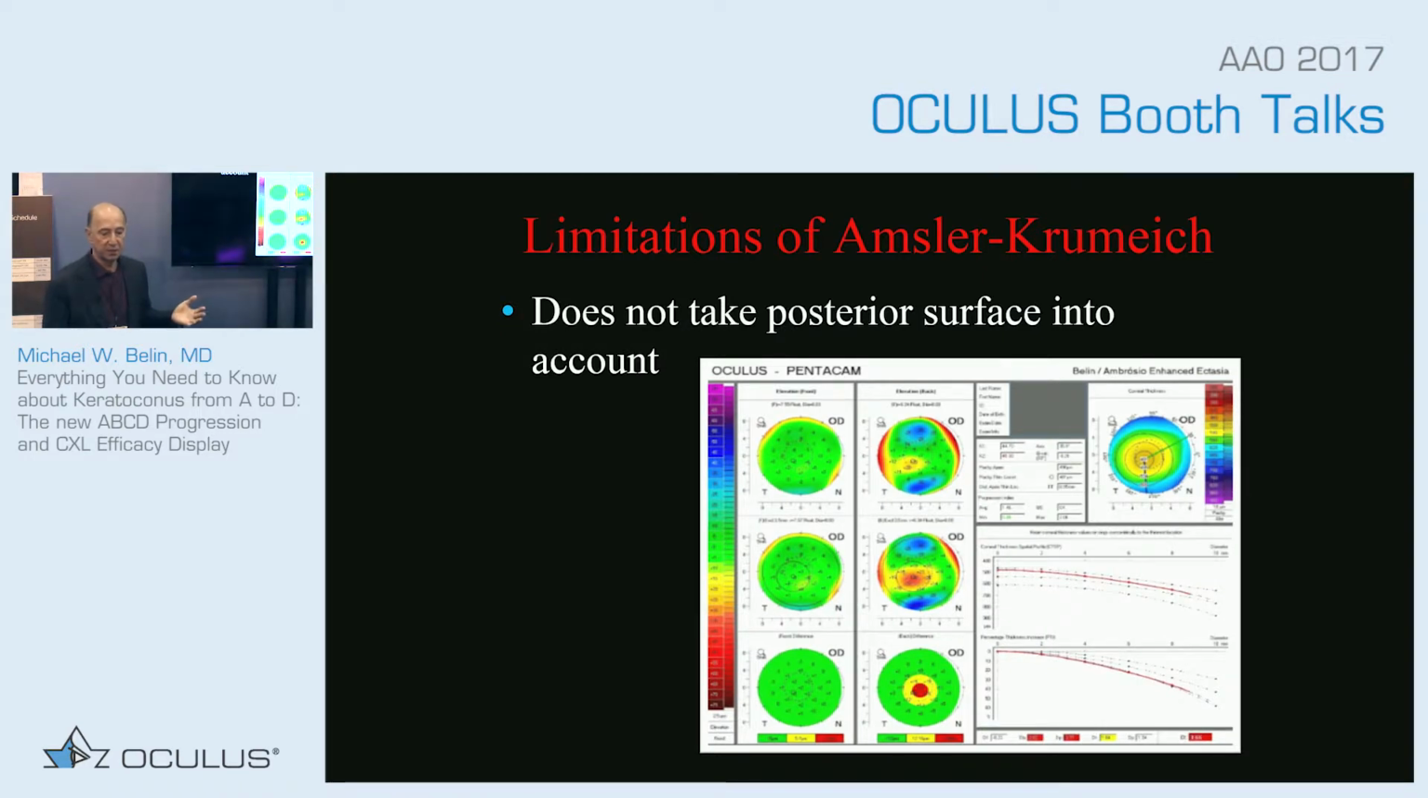And the biggest limitation is that it was done again in the 1940s. It predates our ability to look at the posterior cornea. So in Amsler-Krumeich, this is a normal eye. This is anything but a normal eye. This is an eye with true disease. We call it subclinical keratoconus.